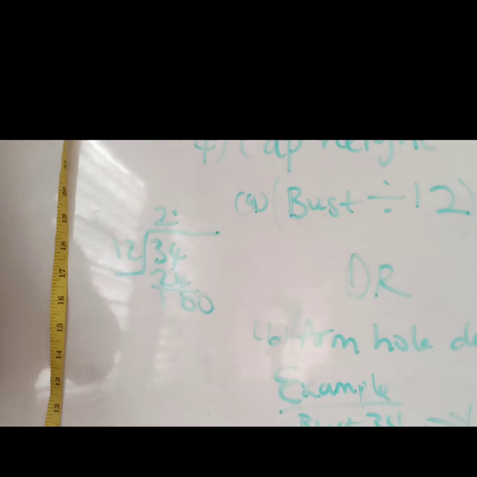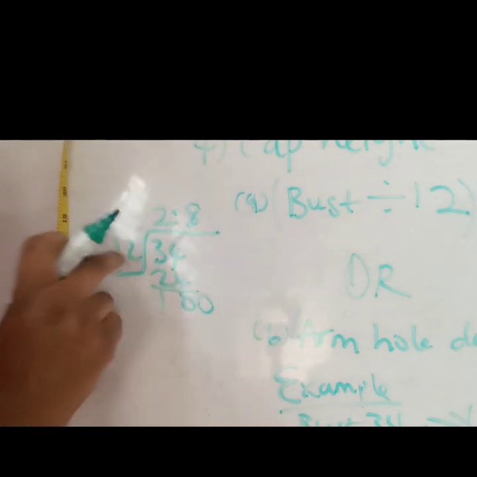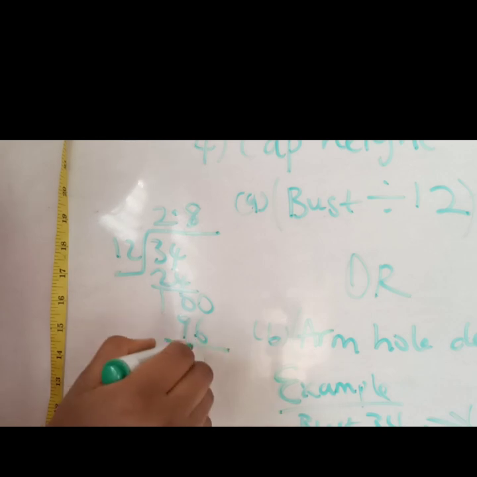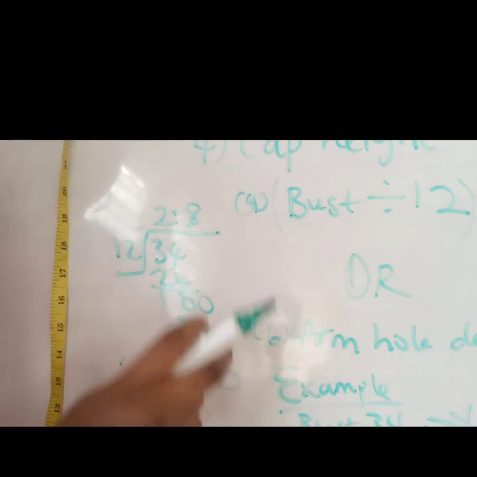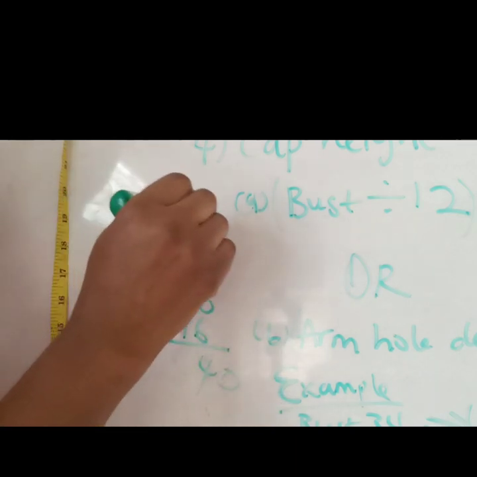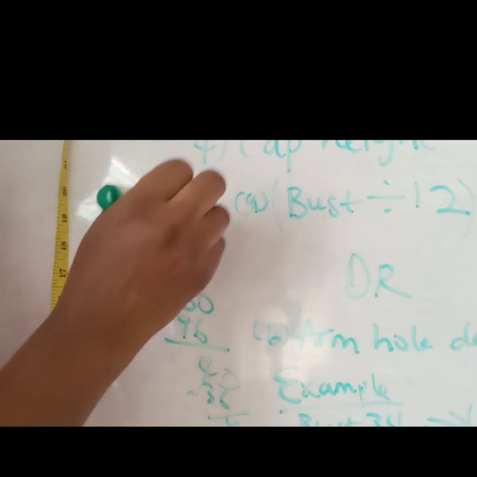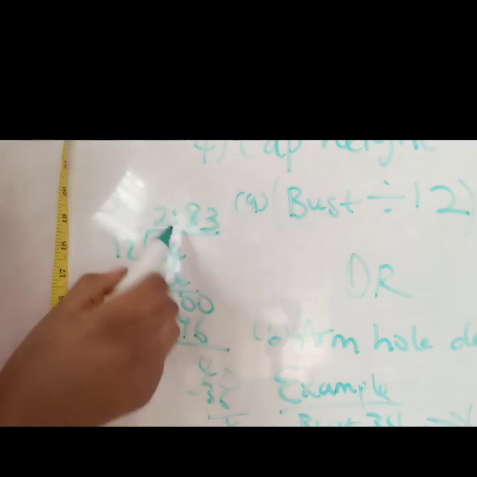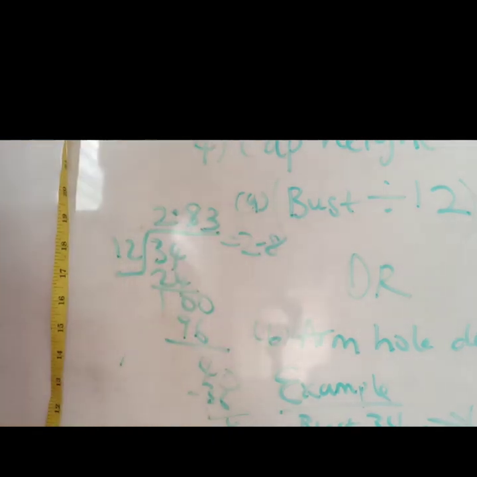12 into 100. Let's see what 8 will give us. 8 times 2, 16. Carry 1. 8 times 1, 8 plus 1, 9. Okay. It still goes further. 12 into 40 is 3. 3 times 12, 36. So you see that it keeps going. We are going to have 2.833333. So let's stop at 2.83 or 2.8. Let's do it to one decimal place. So this one is 2.8.